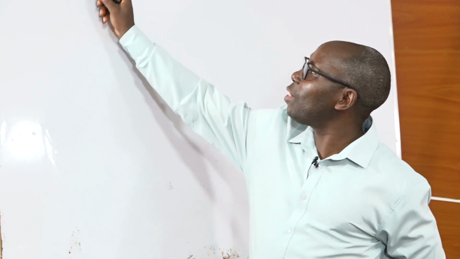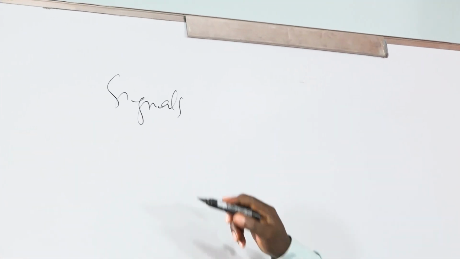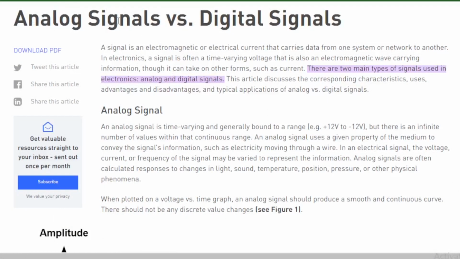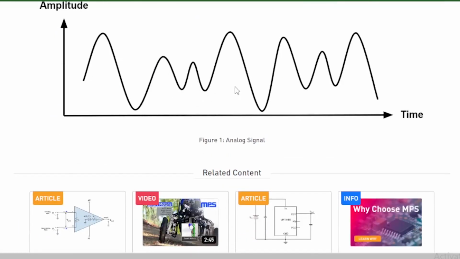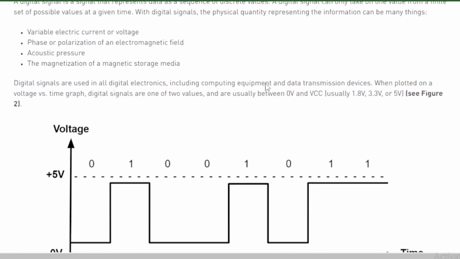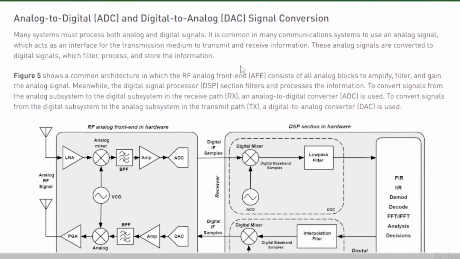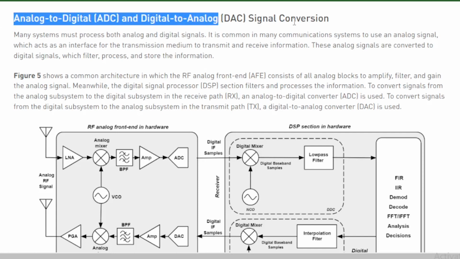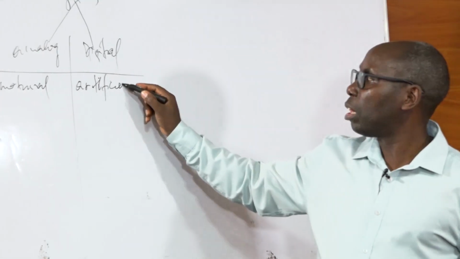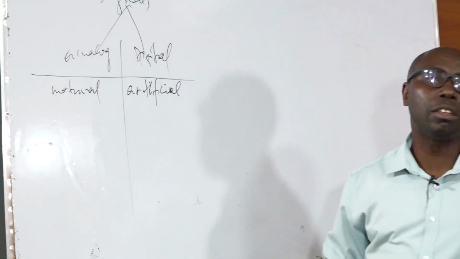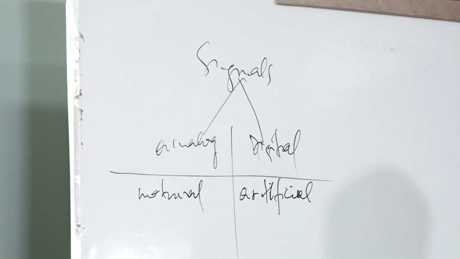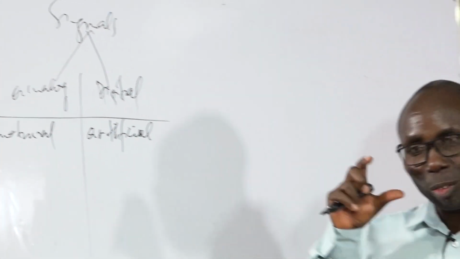Types of signals. We have two types of signals: analog and digital signals. Now, how are they different? Normally, analog signal is natural signal. We get it naturally, while digital, you will not get it naturally. You have to act upon the natural signal to get a digital signal. That's why we say this is an artificial signal. You will not go into nature and meet a digital signal, but when you see, oh, that is an analog signal. To get it digitized, you have to act upon this natural signal.